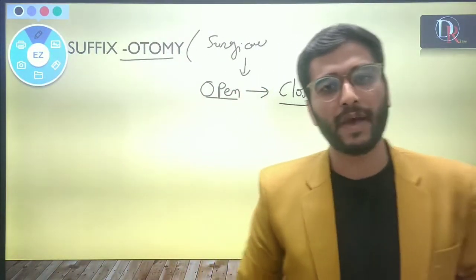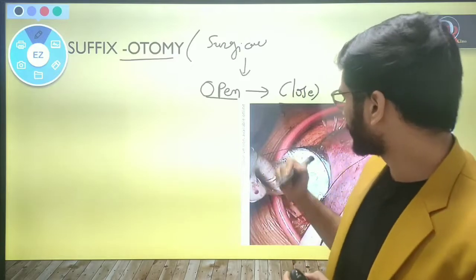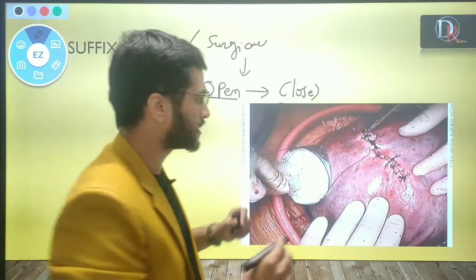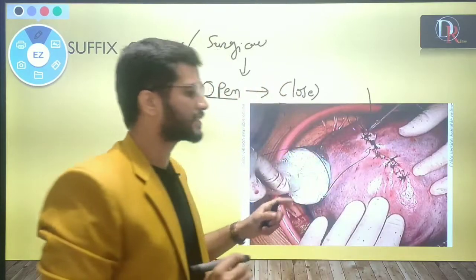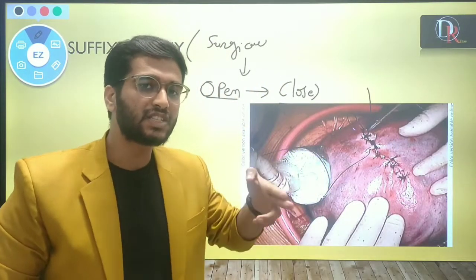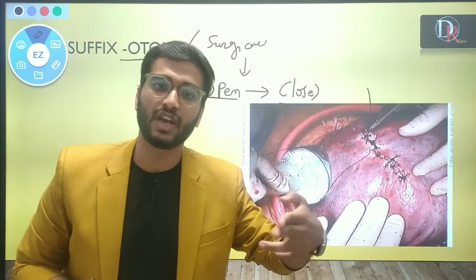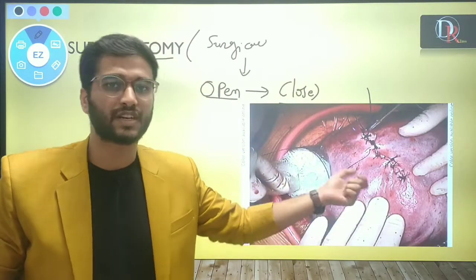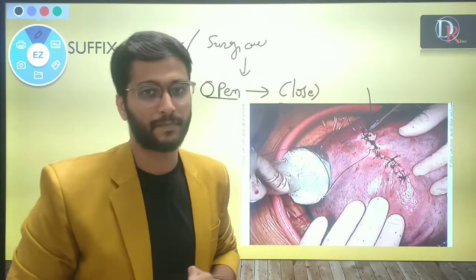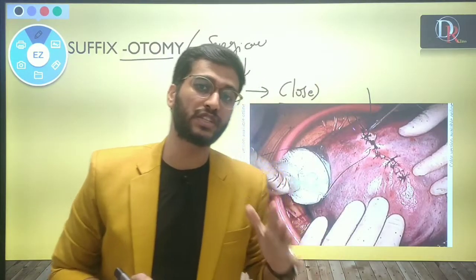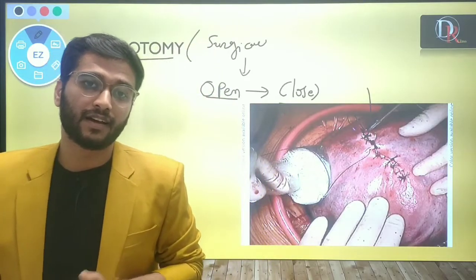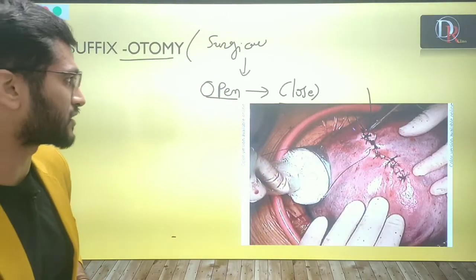So let's talk one by one. The first one, as you can see here, is hysterotomy. Okay, so hysterotomy is basically the incision by which you can open the uterus, and afterward, after the procedure, the uterus is closed. Basically, in this situation, hysterotomy is performed during LSCS or the cesarean section.